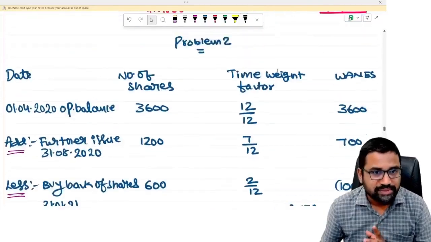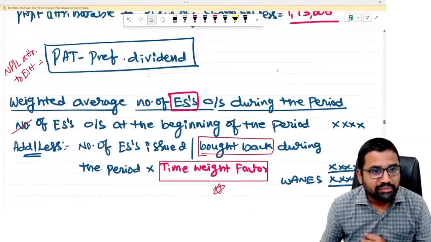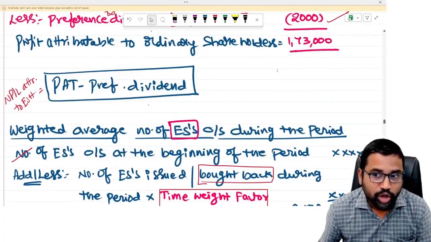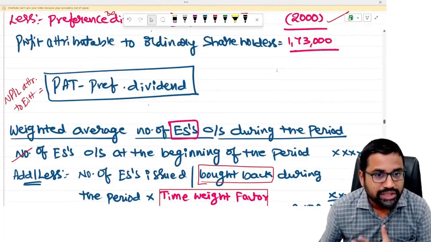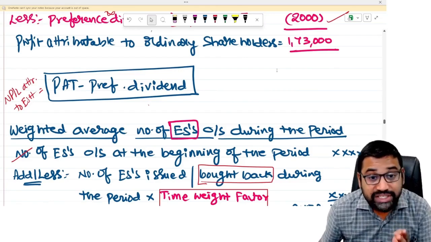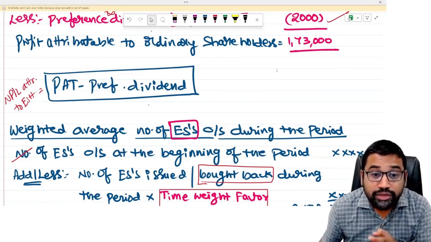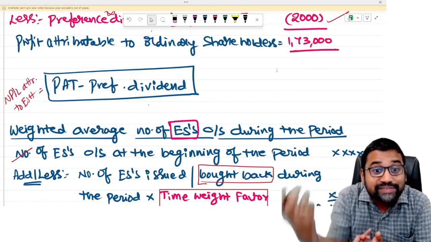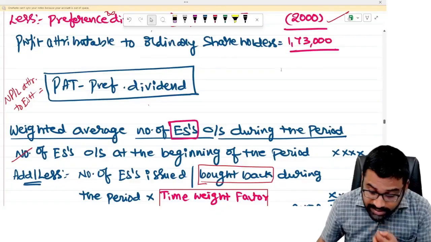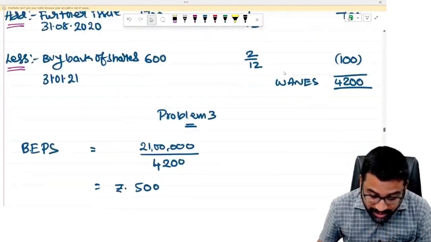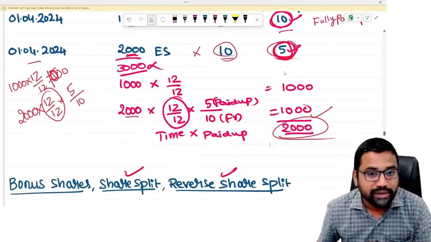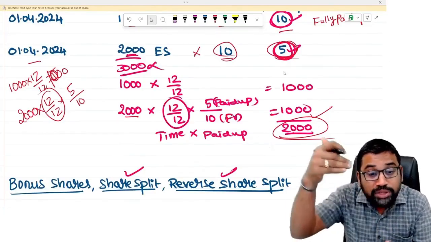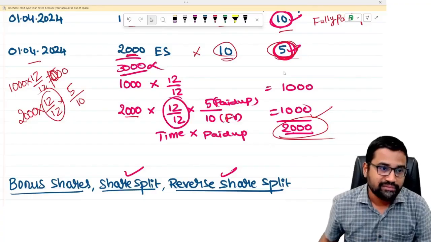I think you understood the concept. So how to calculate weighted average number of shares? Number of shares multiplied with time weight factor. How many months they are outstanding during the period, you multiply with it. Suppose the shares are partly paid up, then you should consider it proportionately to the extent of the amount paid to the face value of the share. Like in this sum, for example, 2000 shares are there, but out of 10 rupees only 5 paid. Now you take 2000 into time weight factor into amount paid divided by face value.